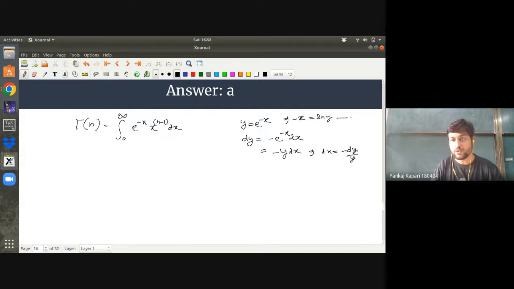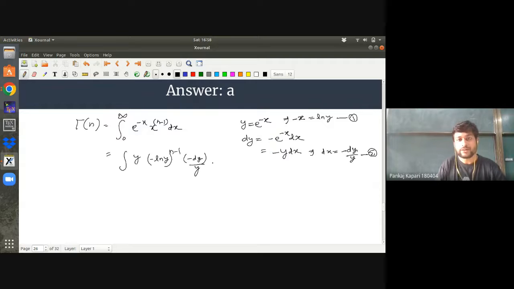Now we will put these two values in the integral. This is 1 and this is 2. So e to the power minus x becomes y, x becomes minus of log y, to the power n minus 1, and dx becomes minus dy by y. Now note that when x becomes 0, y becomes 1, right? If you put x equal to 0, y becomes 1. And when x goes to infinity, y goes to 0. So the limits are from 1 to 0.